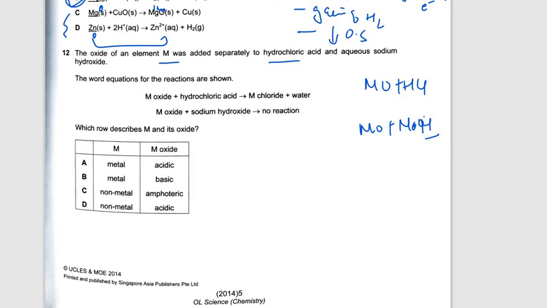Then the word equation, it means it is reacting with hydrochloric acid and giving you salt and water. However, with alkali it is not reacting. It means M oxide is a basic oxide, that's why it is not reacting with base. So the correct option is only B, and basic oxide is formed by the metal.